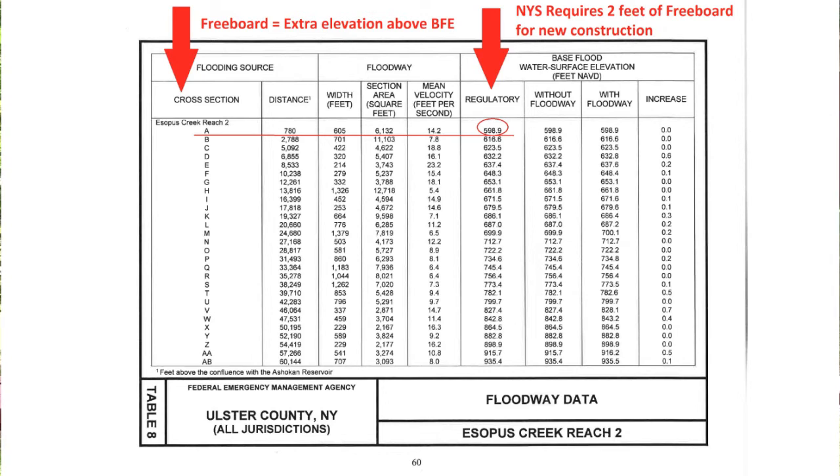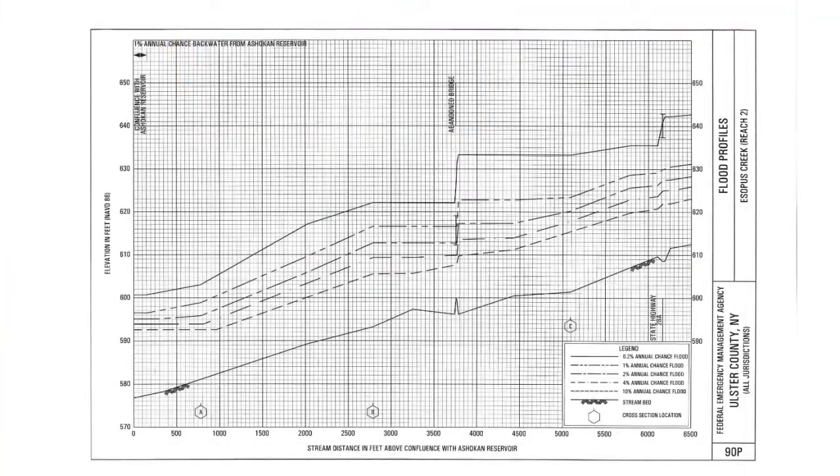As you can see, it's pretty easy to find a BFE right at a cross-section. However, most locations are going to be found in between cross-sections. In order to find those BFEs, you're going to need to use a tool called the flood profile. The flood profile is usually found in Volume 2 of the FIS. Just like the floodway data tables, there's at least one profile, and usually several profiles, of each map stream.